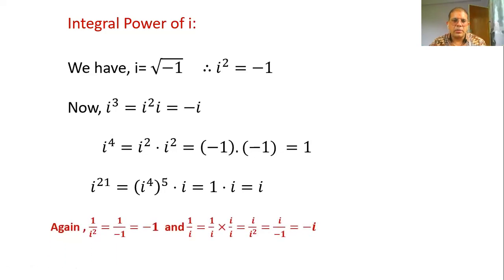Now 1/i² is 1/-1, which is -1. And 1/i is equal to (1/i) · (i/i), which is i/i², but i² is -1, so i/-1 is -i. In this way, you can convert all your powers of i, like i⁵, i¹⁰, i²⁰, i²⁵, into terms of i or 1.